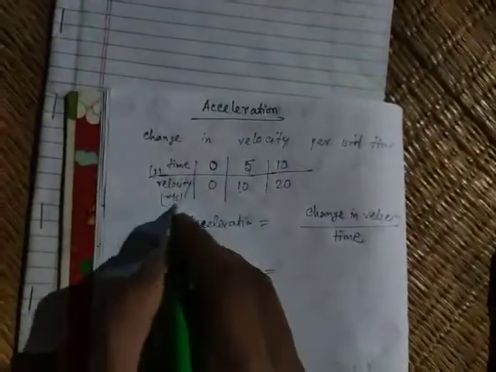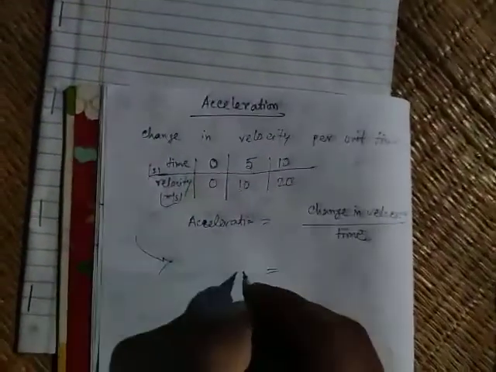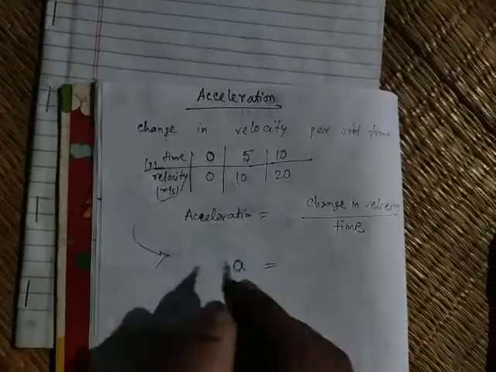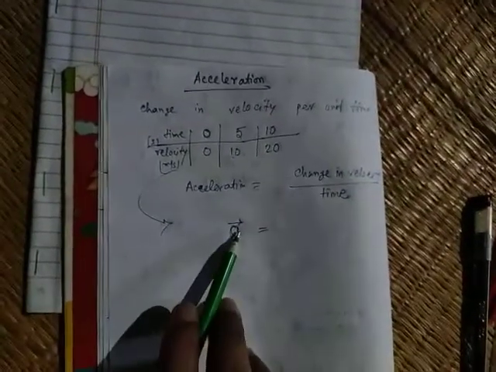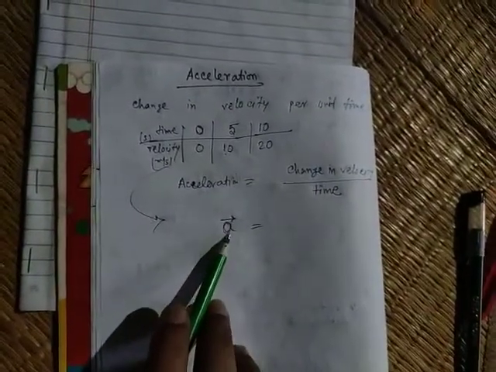In this case, acceleration is represented by A. It is represented by A. Here we use an arrow. Can anyone tell me why we use an arrow?